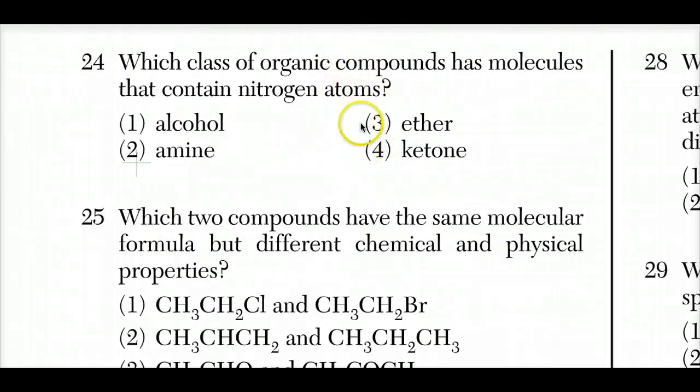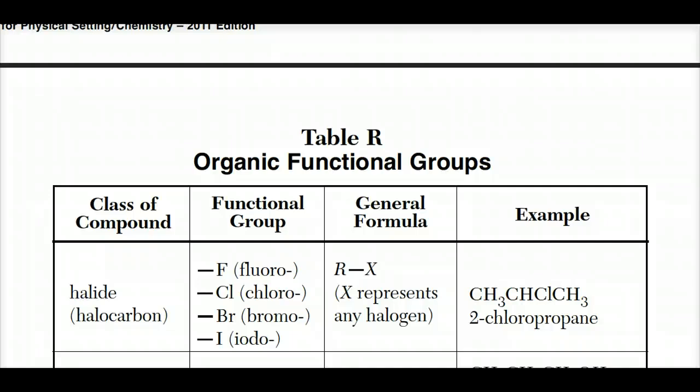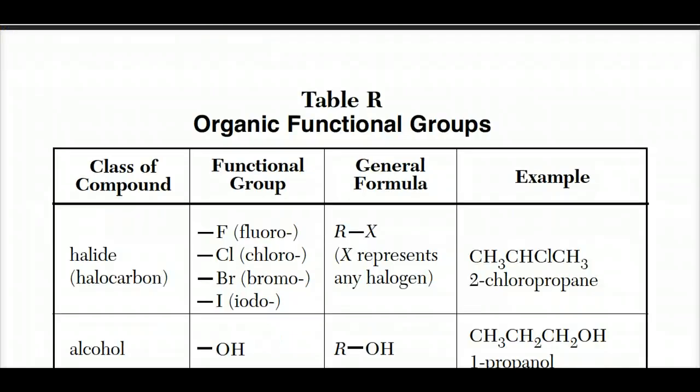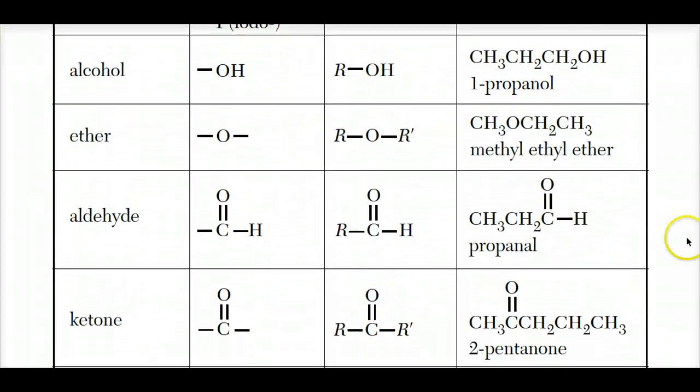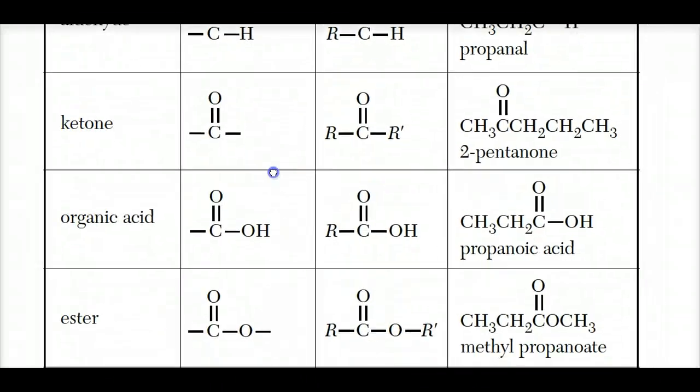Number 24 states which class of organic compounds have molecules that contain nitrogen atoms. All right, so I'm looking for types of organic compounds that have nitrogen atoms. Well, Table R is your friend here, so let's go there. And wow, there is Table R. And we're looking for nitrogen type of compounds, and I scroll down, and I don't see them yet, but they're going to be here shortly.